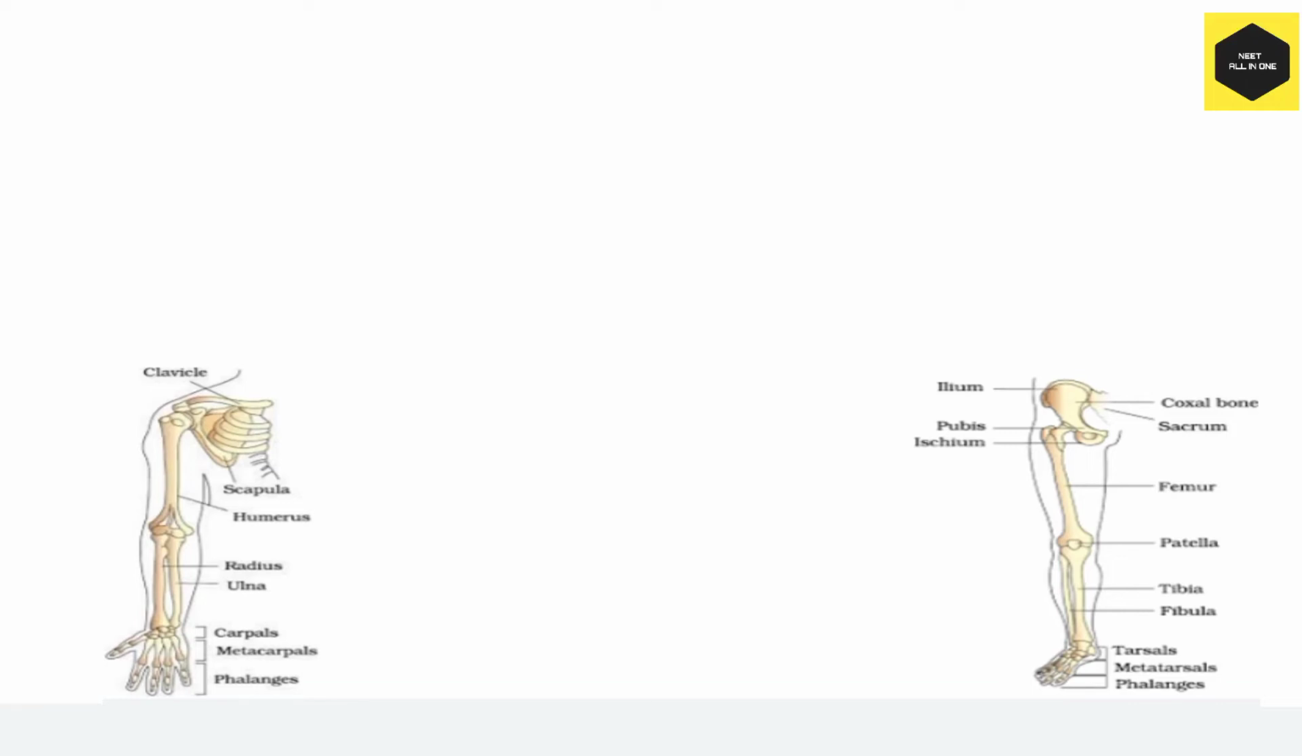Now students, let us come to appendicular skeleton. Now what is appendicular skeleton? Appendicular skeleton is bones of limb plus their girdles. This is known as appendicular skeleton.